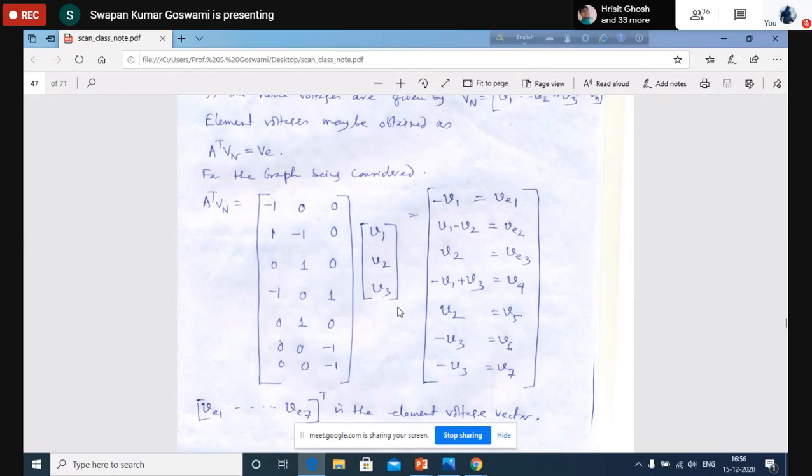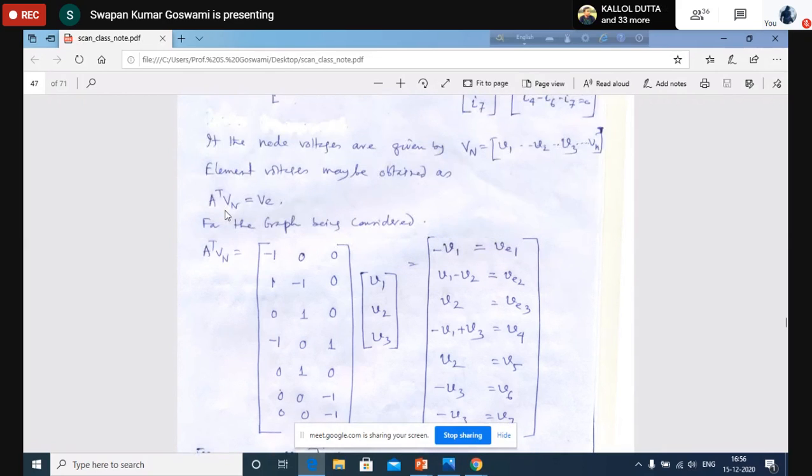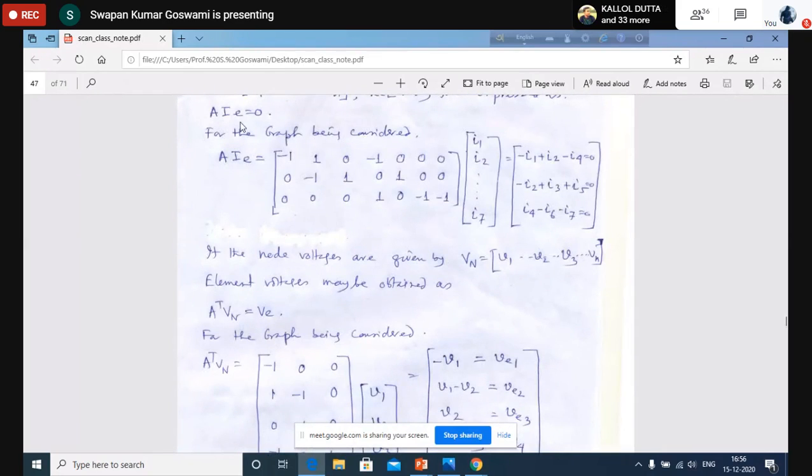Okay. Using the incidence matrix A, practically we have used the transpose of A matrix and multiplied this by the node voltage vector. And what was the other application? We could write Kirchhoff's current law using graph theory. So A multiplied by IE becomes equal to 0. So we can say that this product AIE equal to 0 is nothing but Kirchhoff's current law.